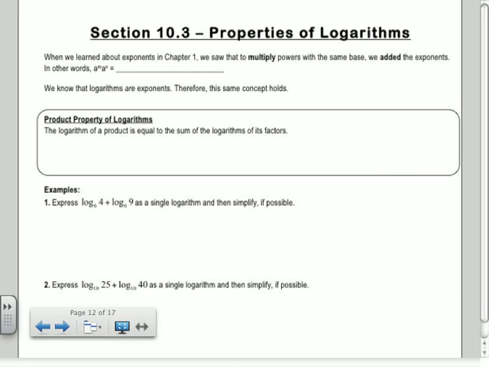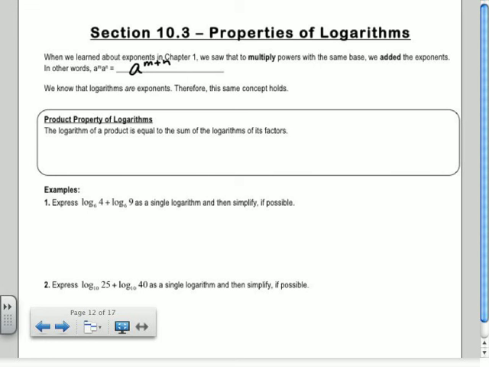Okay, so 10.3 is on properties of logarithms. It says when we learned about exponents in chapter 1, we saw that to multiply powers with the same base, you add the exponents. In other words, a to the m times a to the n equals a to the m plus n. You just add your exponents, like x squared times x to the 5th is x to the 7th.